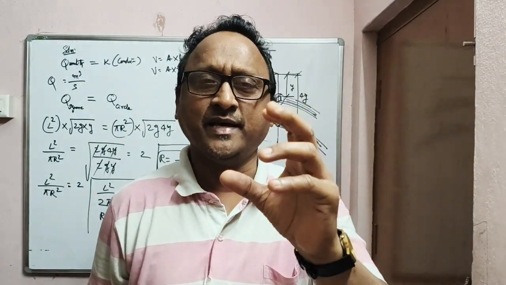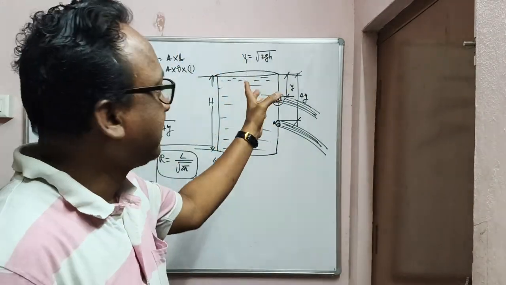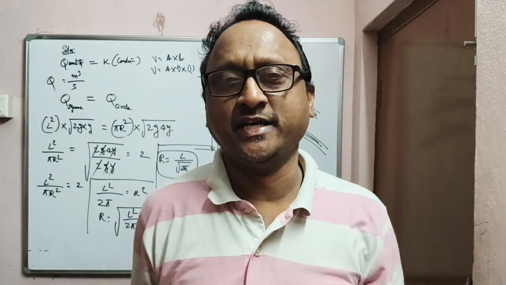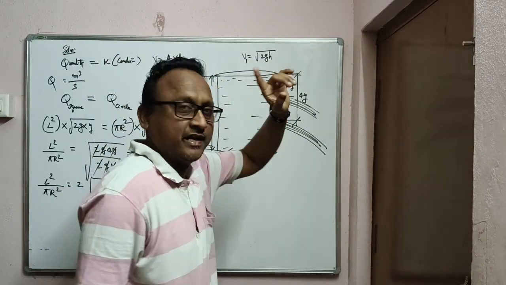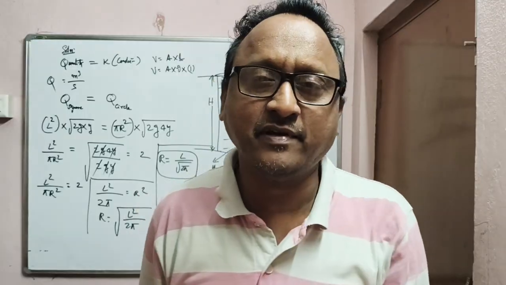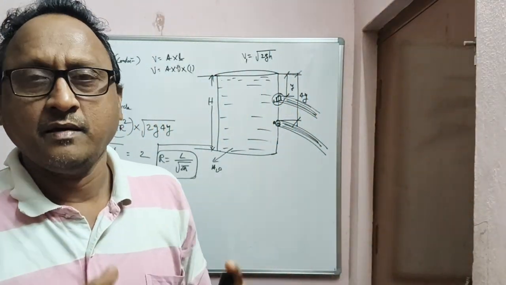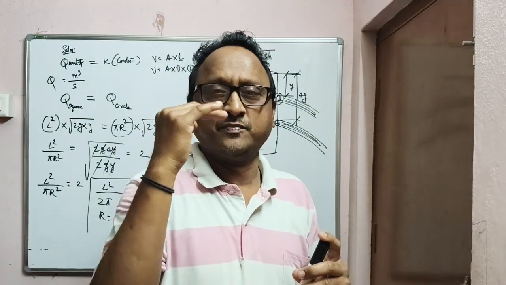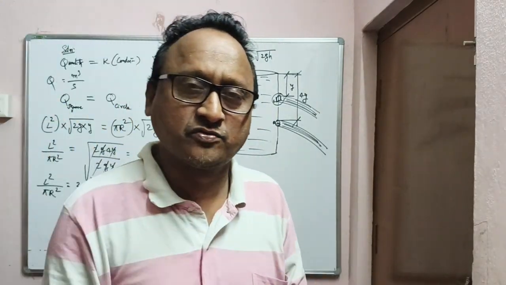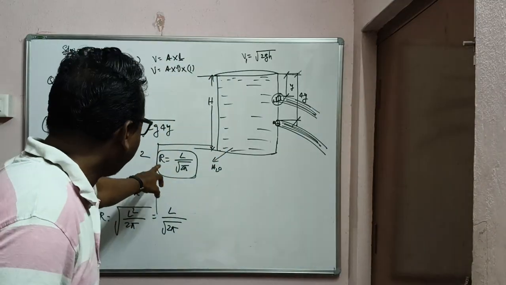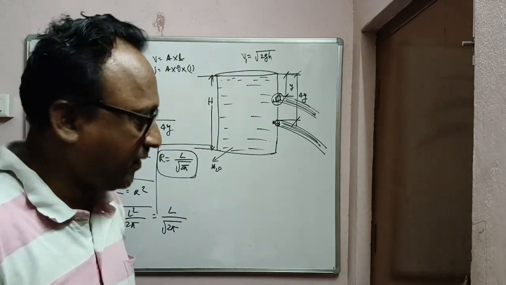So how did we do this? On the basic concept of Torricelli's equation, that is root 2gh, because the water fluid is coming from this height. If you watch my previous video, you can understand the derivation also by using Bernoulli's theorem, taking two points with pressure energy, kinetic energy and gravitational energy equal to constant. So the answer is radius is equal to capital L by root 2 pi.